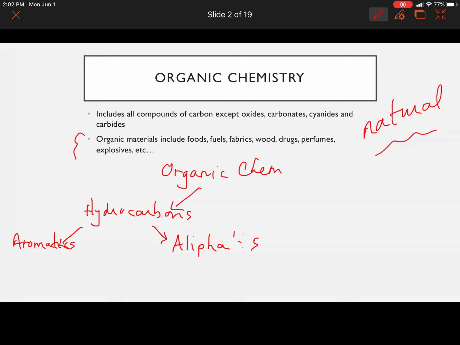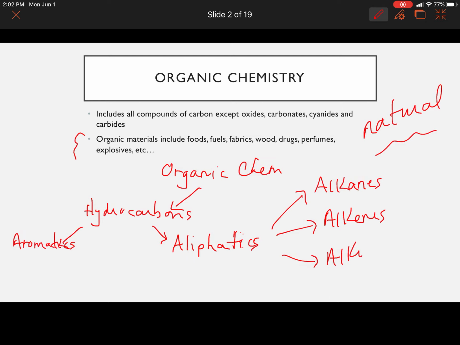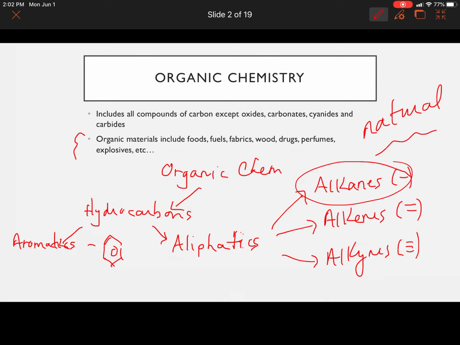Now within the aliphatics, the aliphatic groups, we've got three different types. So we've got alkanes, alkenes, and alkynes. And these are just different bond types. So the alkanes are a single bond, alkenes double, alkynes have a triple bond. Today we're actually going to be looking at the alkanes. Now aromatics, on the other hand, these ones are in a ring, and so they're actually in little hexagons, but we'll talk more about that when we get there.